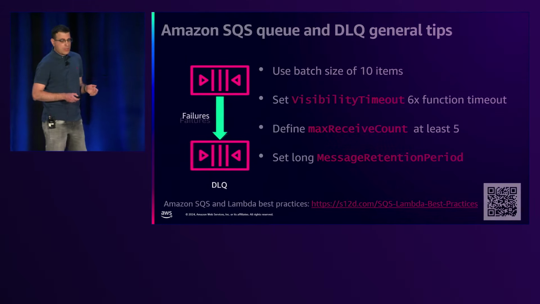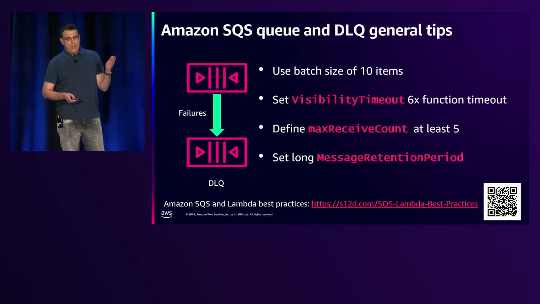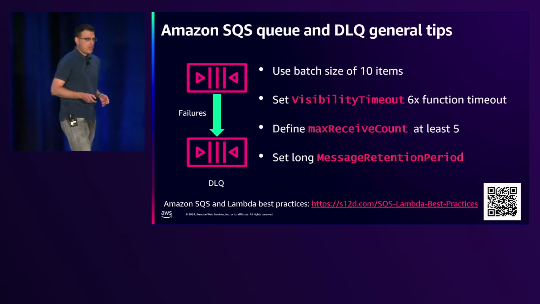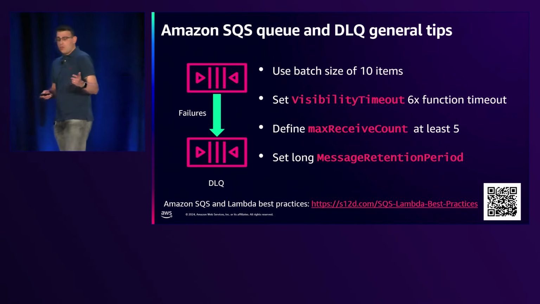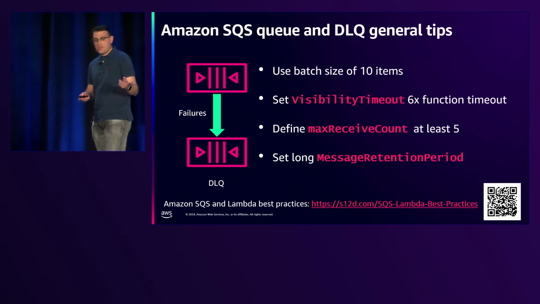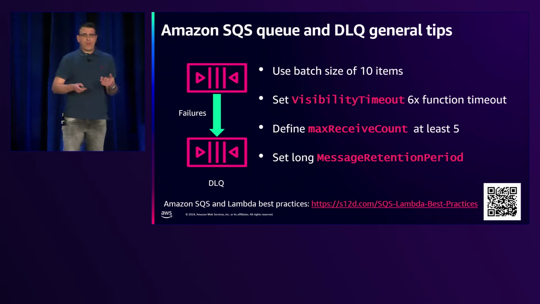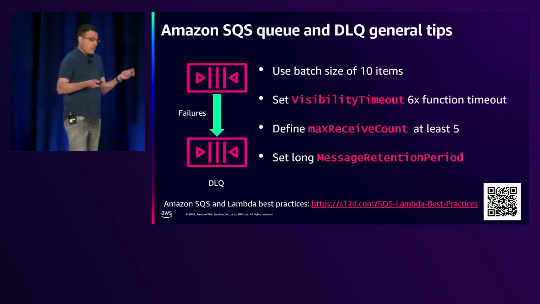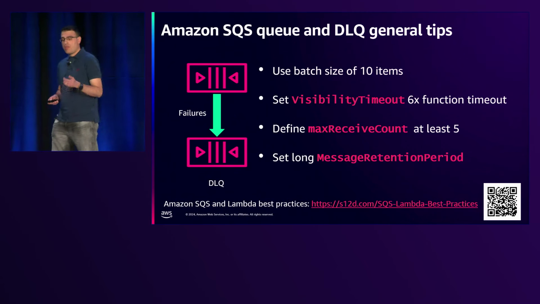So some best practices around this pattern. First of all, you should use a batch size of 10 items. This is the maximum size, and it allows the best throughput for the Lambda function. You should set the visibility timeout to at least 6 times the function timeout. Now, this will allow your Lambda function to actually finish the processing of the batch while taking into consideration Lambda function failures and Lambda throttles.